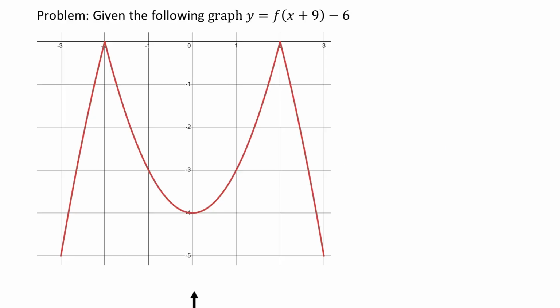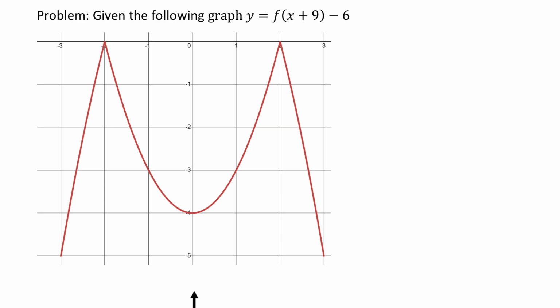So let's do this one more time. Here we have quite an interesting looking graph. It's sort of like a parabola, but the ends have been kind of folded down. And we would like to find f of x plus 9 minus 6. Notice that there's no arrows on the end. The graph just ends at those points.